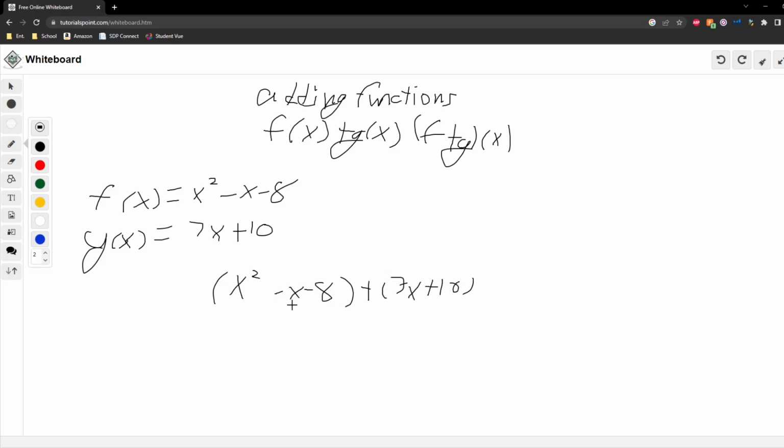And now we need to find the like terms so we can combine them, starting with negative x and 7x, which leaves us with 6x. And we can also combine negative 8 and 10, which just leaves us with 2. Since we have no terms to add to x squared, we just drop down and tack on the other terms. This leaves us with x squared plus 6x plus 2. Seems easy? Try this one yourself.